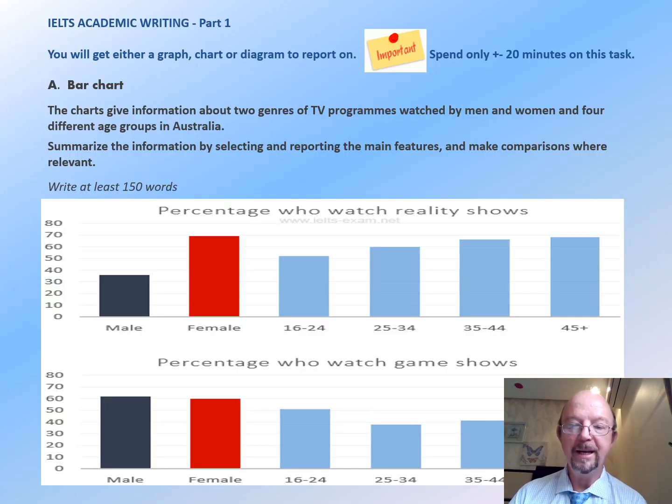When we go to the next type of question that can be posed in the IELTS exam, it is a bar chart in this case. And here the student needs to also paraphrase the question. The question, of course, is: the chart gives information about 2 genres of TV programs watched by men and women in 4 different age groups in Australia. And then it gives an instruction of what you must do with this particular information. That first sentence needs to be paraphrased by the student, and then he will start by giving information on the visuals within this particular question.